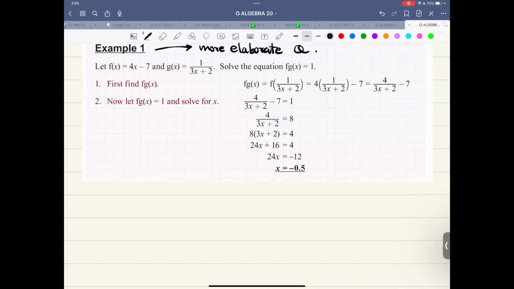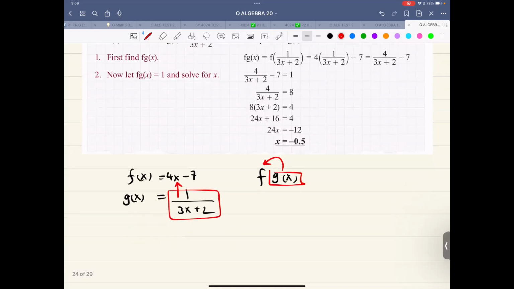Now the question says, if fx is equals to 4x minus 7, as you can see on the screen, and gx is equals to 1 over 3x plus 2. Now it says, solve the equation f of gx is equals to 1. A good question. So now what we do is that fx is 4x minus 7. Gx is this fraction, 1 over 3x plus 2. First, find an expression for f of gx. That means gx will go in f. This whole gx will go in f in place of x.